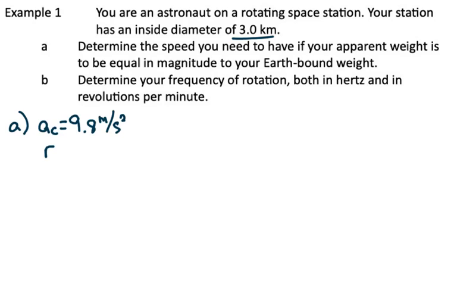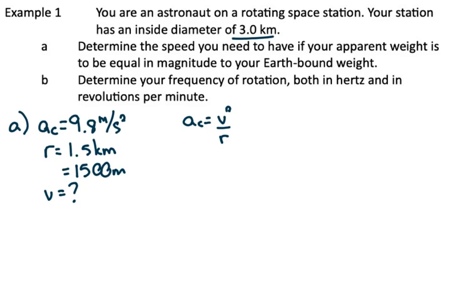Since this has a diameter of 3 kilometers, the radius of the space station is 1.5 kilometers. Now we do need to convert this into meters to use it in a calculation. So 1,500 meters. The speed of the space station is what we're trying to find. And we can look back to the rotational kinematics equations from Unit 1. There is one that works perfectly here, and that is a_c equals v squared over r.